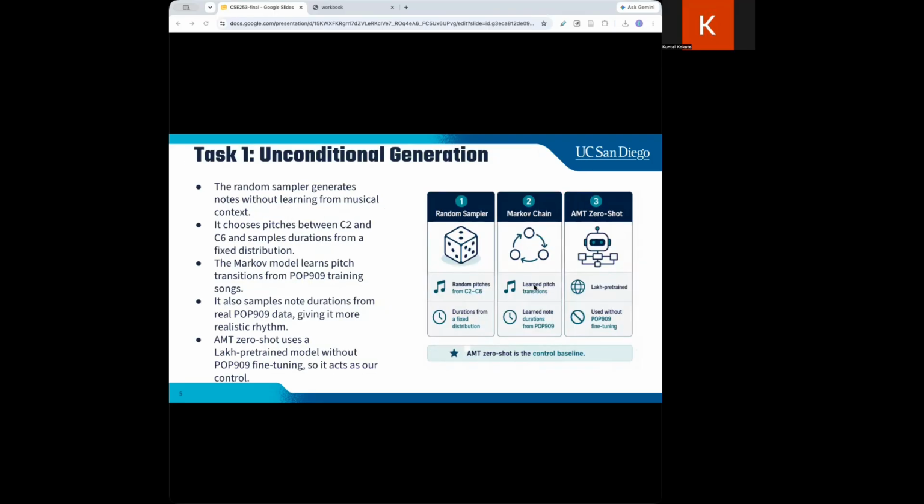Now, coming to task 1, which is unconditional generation, symbolic unconditional generation. For task 1, we compare against three baselines. The random sampler chooses pitches uniformly between C2 and C6 and samples durations from a fixed distribution. There is no musical knowledge, so this gives us a floor.